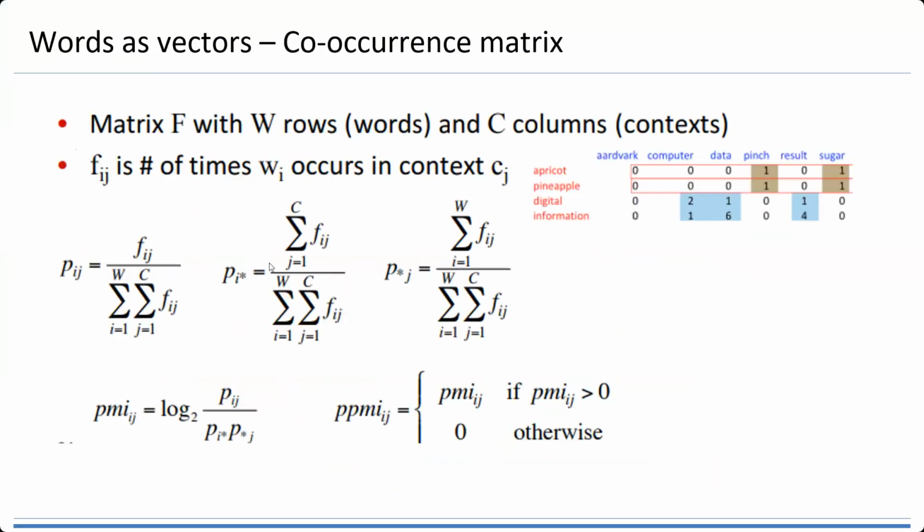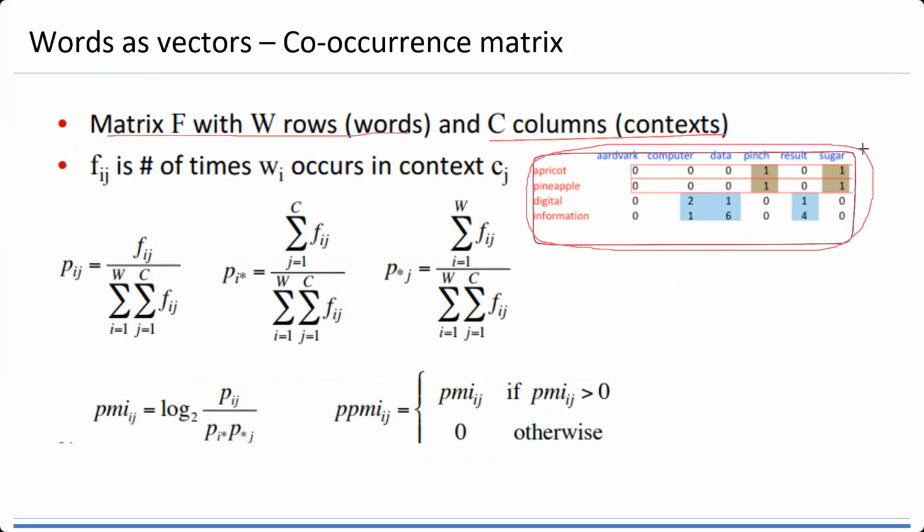To make it simple, maybe the formula is not that simple, but I think it's not that difficult to understand. The matrix F with W rows or words and C the columns, this is the context. So we will use this data. So the Fij is the number of times the Wi occurs in the context J, Cj.